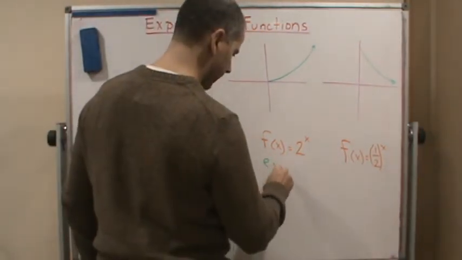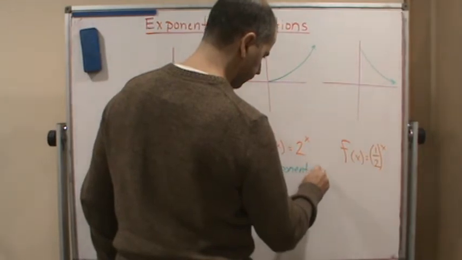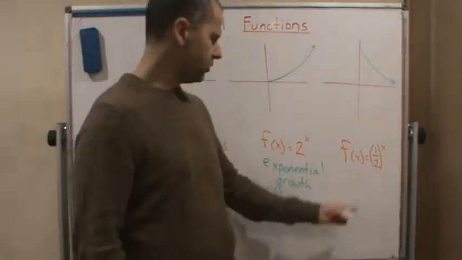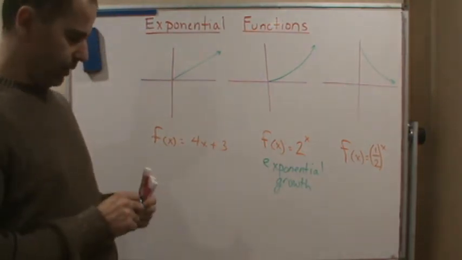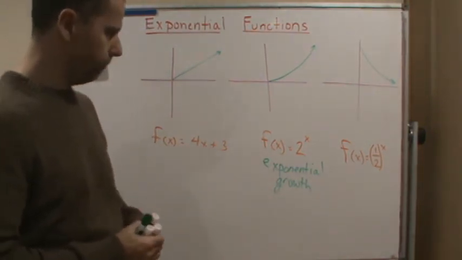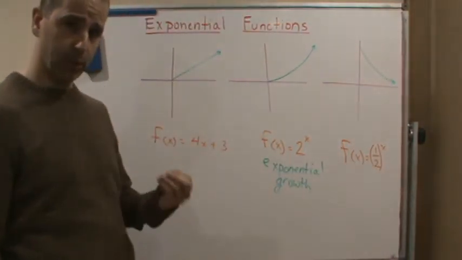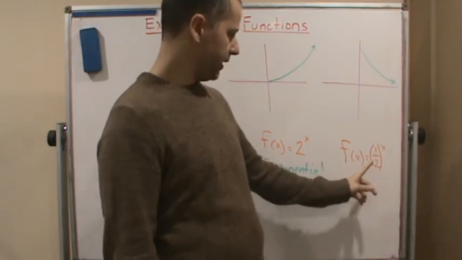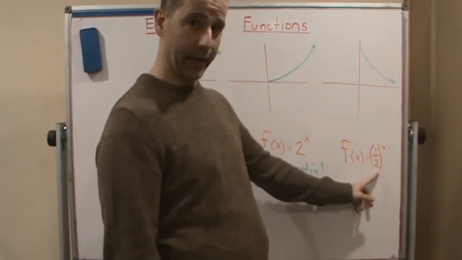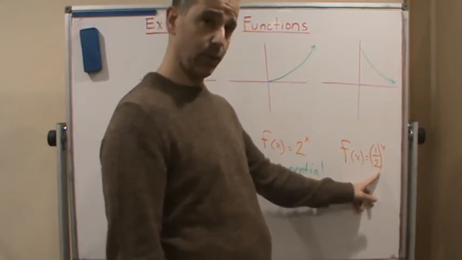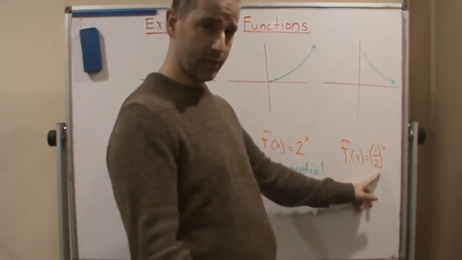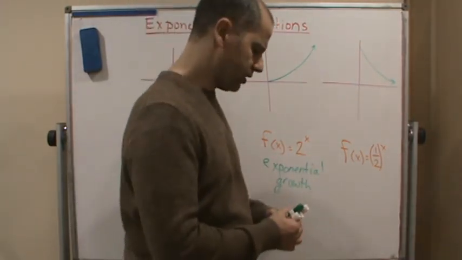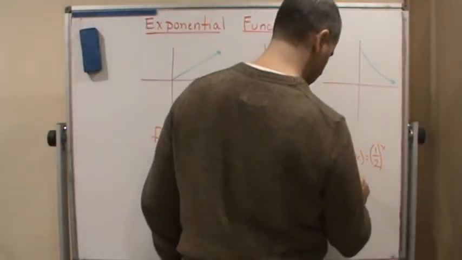Now, if we look at this one, we see that the common ratio here is 1/2. That means for every whole number of x, this is going to go down by half. So we start with 1, then when x is 1, it's a half. When x is 2, it's a fourth. When x is 3, it's an eighth. And then a 16th, 1/32nd, 1/64th, 1/128th, and so on. This is what we call exponential decay.